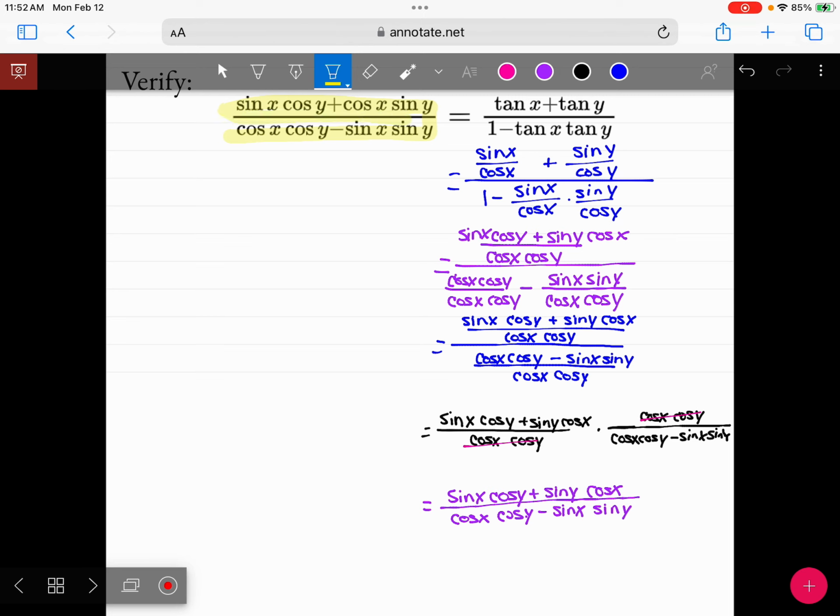This up here is exactly this piece here. So all we had to do was switch it into sine and cosine, and then get to common denominators and simplify it all the way down. Okay, so that's as gross as our verifying is going to get at this time.